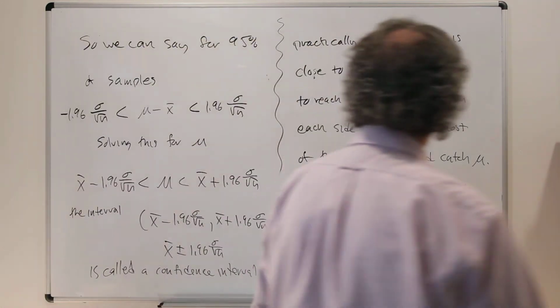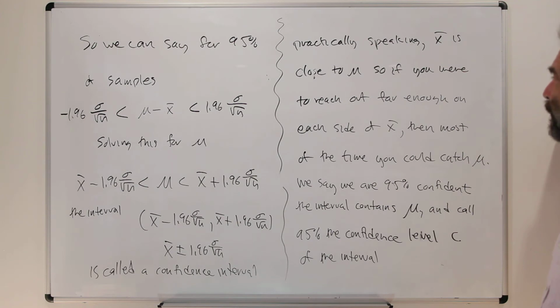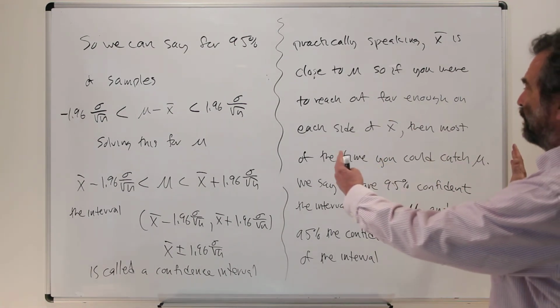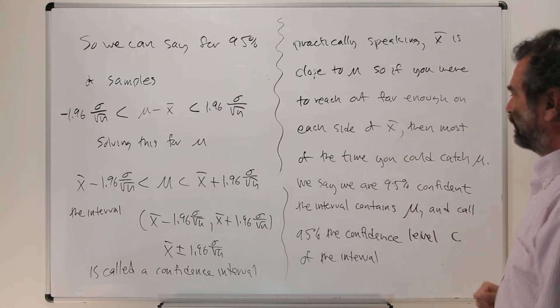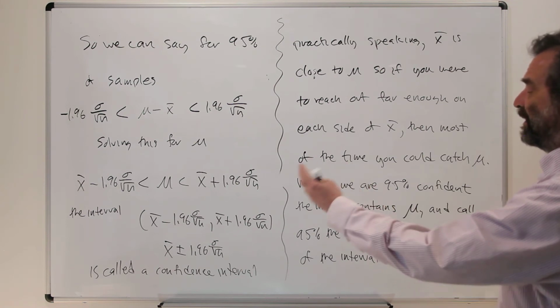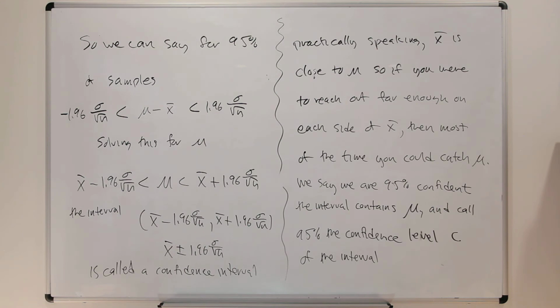Practically speaking, if we don't like the math, we'd say x bar is close to mu. So if you reach out far enough on each side of x bar, then most of the time, so for most of the x bars, you reach out the right distance, you're going to go over there and create an interval that catches mu. We say we are 95% confident the interval contains mu. That means that for 95% of samples the interval contains mu.